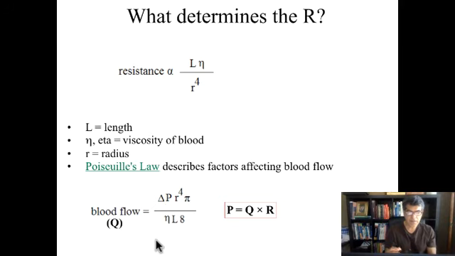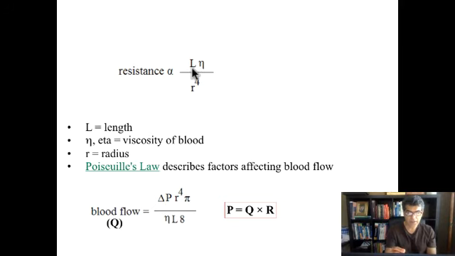But the point here is that the resistance is related to length of the vessel, to viscosity and radius. So what is viscosity? It's about thickness of the blood. Imagine if you spill water, it's going to flow. If you spill syrup, it's going to flow very slowly. When the viscosity goes up, when the blood gets thicker, then blood flow is going to slow down. We talked about the thickness of the blood before in the blood section.